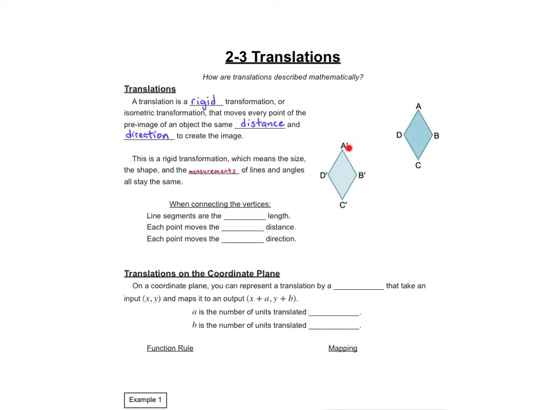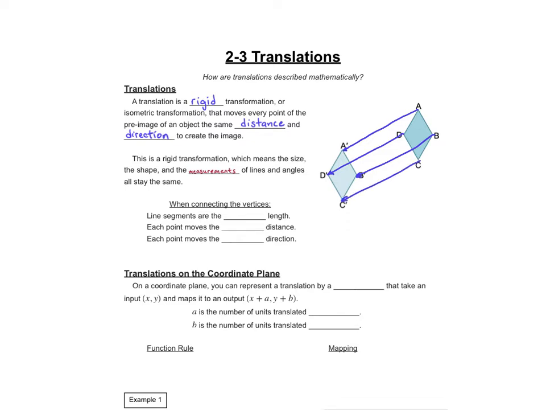In this case, you could call it a slide. Many people refer to translations as slides. Looks like it's being slid on the paper down and to the left to A prime, B prime, C prime, D prime. And in doing so, we can see that A maps to A prime, D maps to D prime, B maps to B prime, and C maps to C prime.